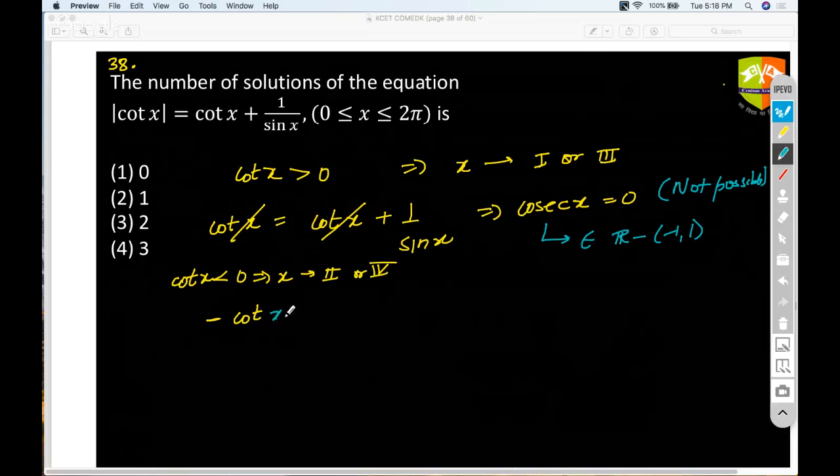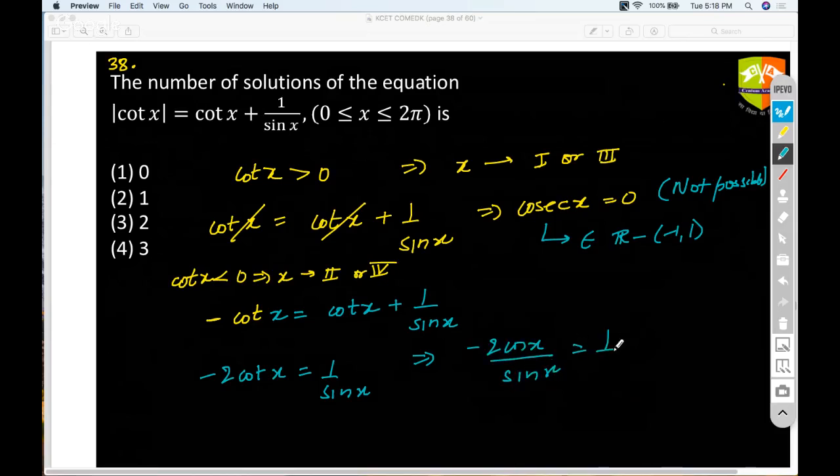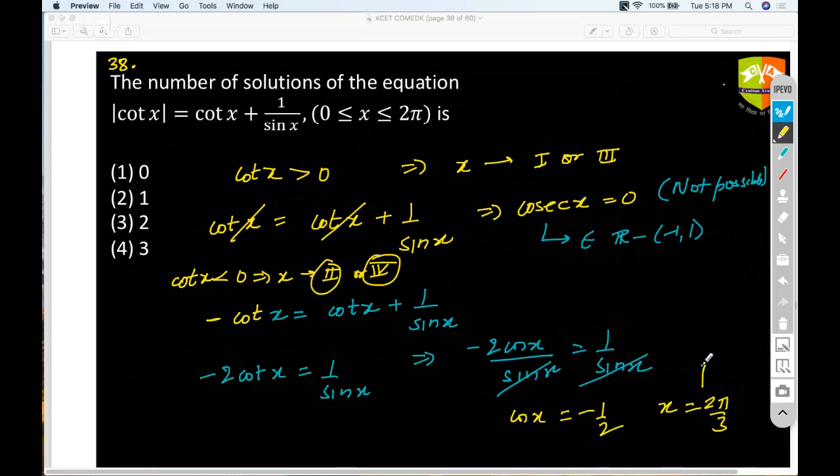right? So in that case, I would get something like this, which means minus 2 cot x is equal to 1 by sine x, which means minus 2 cos x by sine x is equal to 1 by sine x. And of course, we know sine x cannot be 0 because if it does, the equation should not hold true itself. So cos x should be negative half. Now in the second and the fourth quadrant, the only possibility that you can get negative half is when your angle is 2 pi by 3. So this is the only solution. So you'll have one solution as your answer, which is option number 2 is correct.